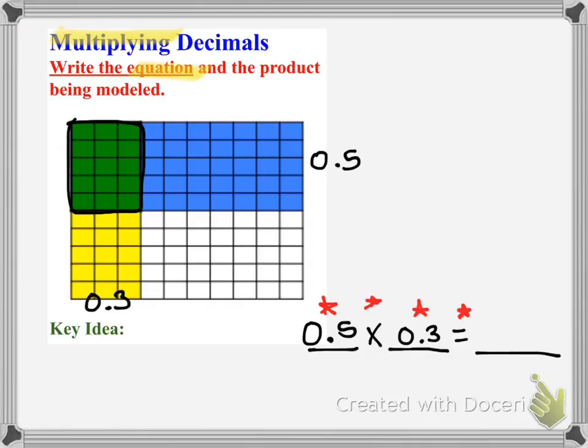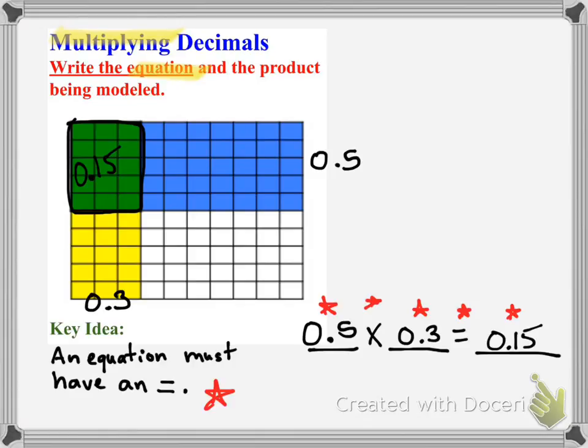And now you're going to look at the green section. The green section turns out to be where the yellow and the blue meet, where they cross, making that green color. So you end up with 15 little squares in there, which represents 15 hundredths. So that's going to be my product, and that's my last star. And the key idea is an equation must have an equal sign, just like the other model problem that we just did. So again, this is 6 stars.